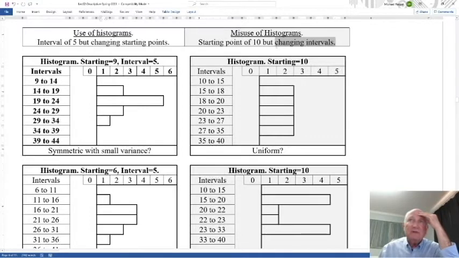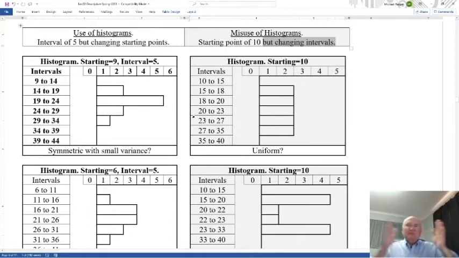Now over here, my starting point is going to be 10 for all of these, but I'm going to change my intervals. But I don't just change the intervals for one interval. I change the interval for each one of these intervals. In other words, I change my interval as I go down. I think that's a misuse, because you can make it look any way you want. Well, almost any way you want.